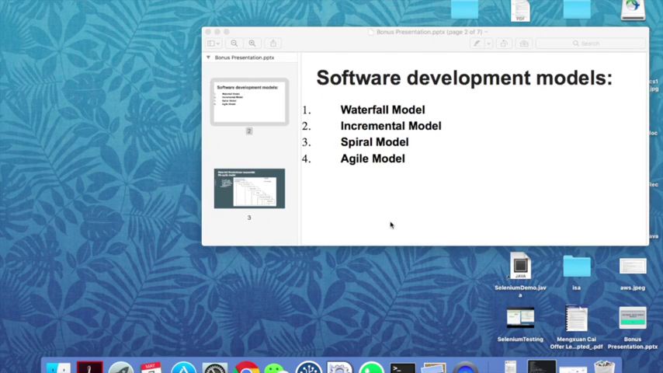Everyone, today we are going to talk about software development models. The software models are the various processes that are being selected for the development of the project, depending on the project's aims and goals. There are many development lifecycle models that have been developed in order to achieve different required objectives. We are going to talk about four models: waterfall model, incremental model, spiral model, and agile model.